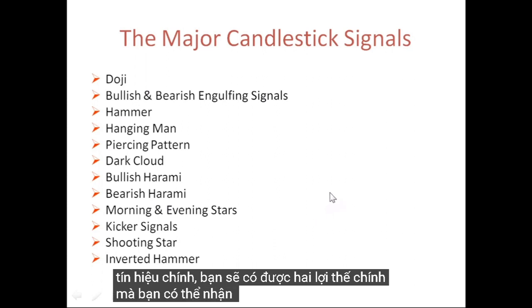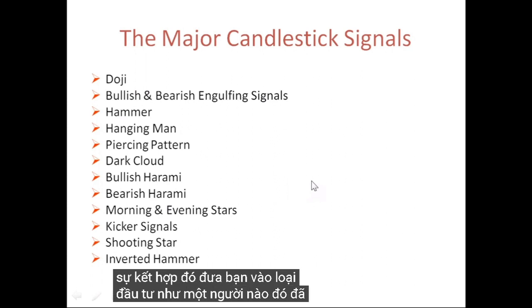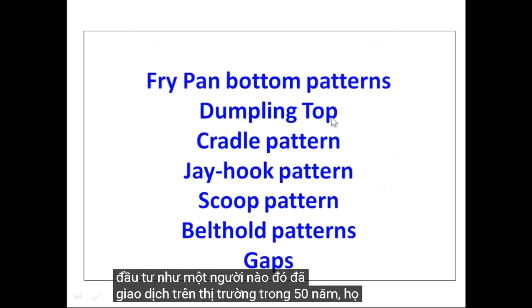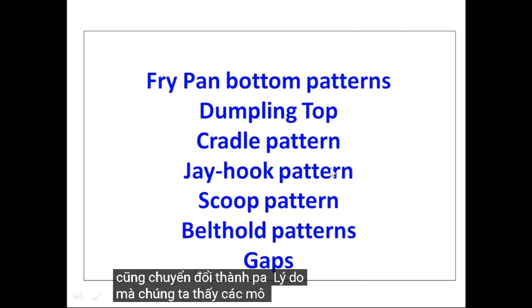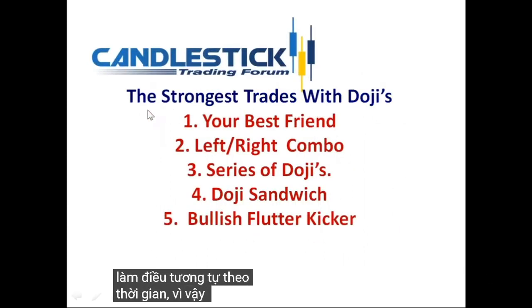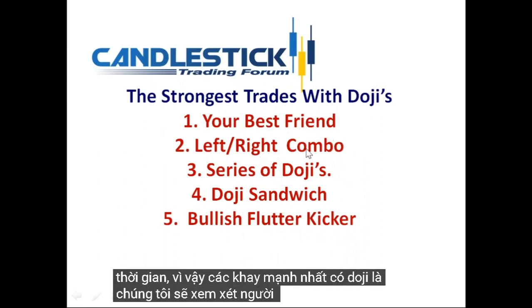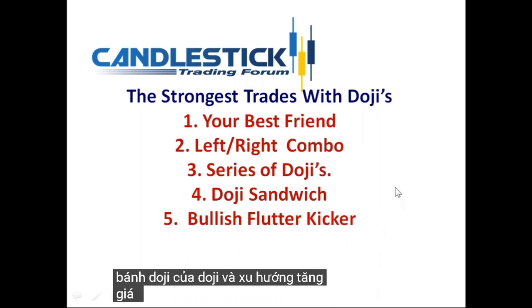One, you can visually recognize when there's a possibility of a reversal. And two, the Japanese rice traders have described what the investor sentiment was that created those reversals. So that combination puts you in the class of investing as somebody that's been trading in the market for 50 years. They also convert into patterns. The reason that we see patterns is because human nature does the same thing time after time. So the strongest trades with dojis, we're going to look at your best friend, the left right combo, the series of dojis, the doji sandwich, and the bullish flutter kicker.